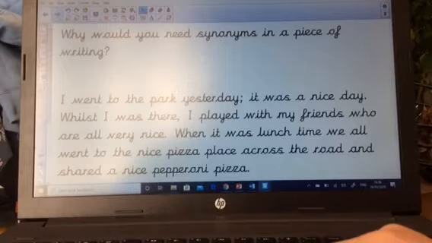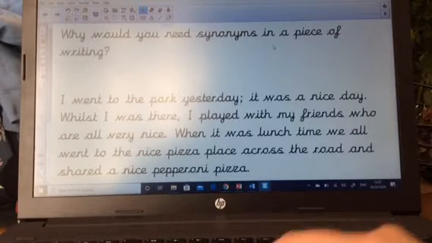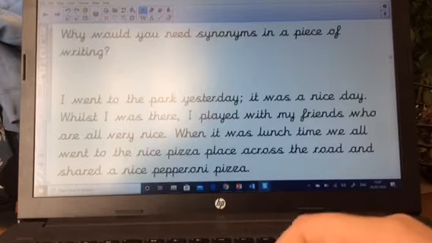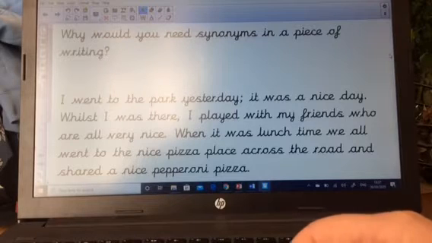So let's have a look at this piece of text. Why would you need synonyms in a piece of writing? So as I'm reading the text, I'd like you to think about the words that are being used and think about the cohesiveness of the text and see if we could improve it.